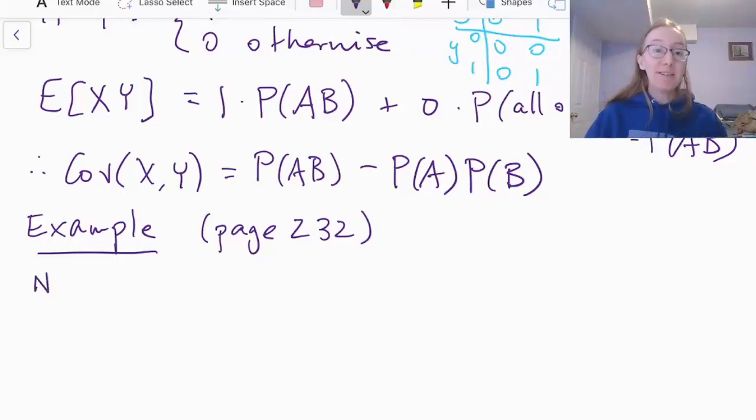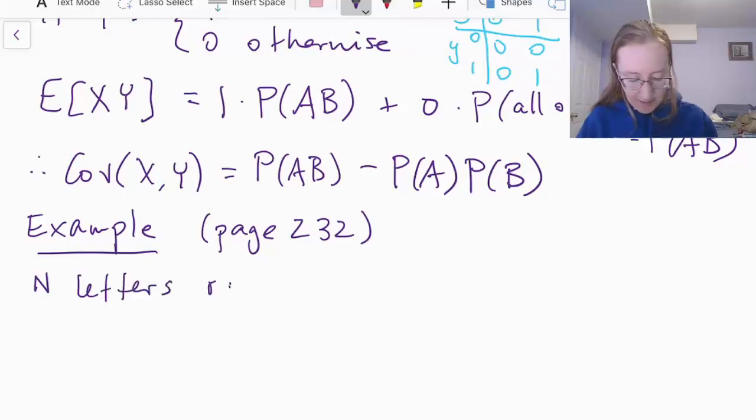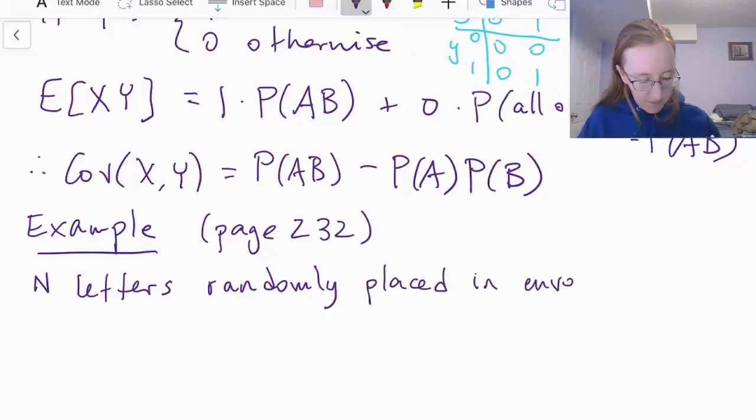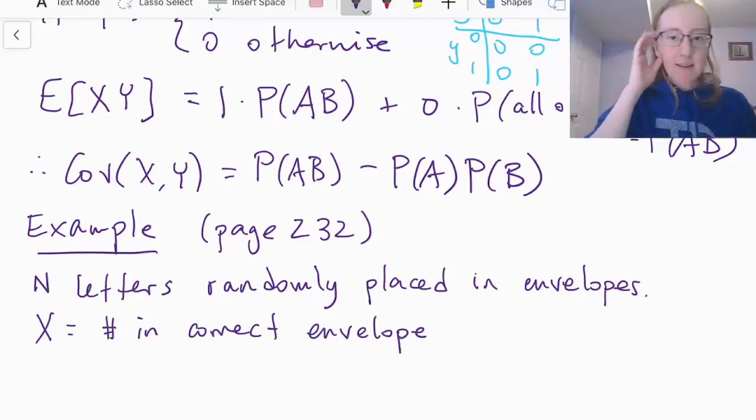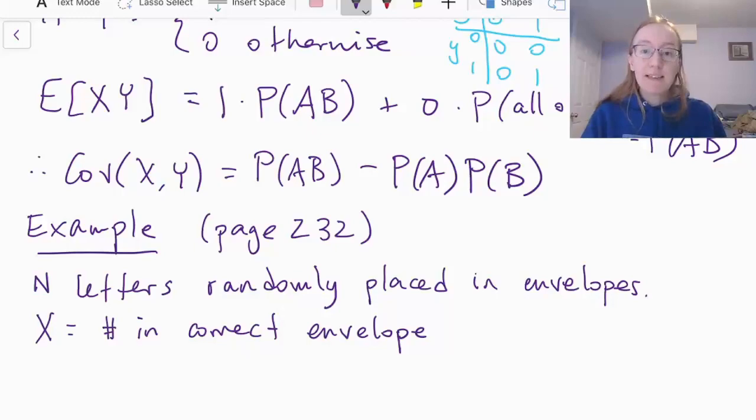and we're wondering how many of them end up in the right envelope. So N letters randomly placed in envelopes. And then we want to know if X is the number in the correct envelope. And we want to find the mean and variance of X. So what we want to do in this case, that's a really hard thing, right? The number in the correct envelope is very difficult to find on its own.